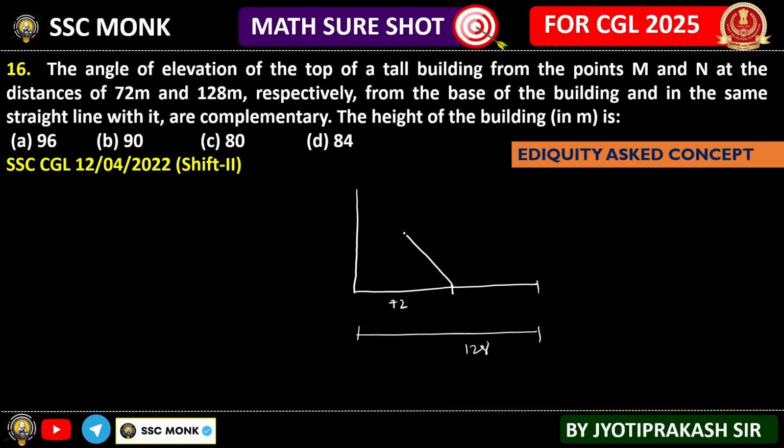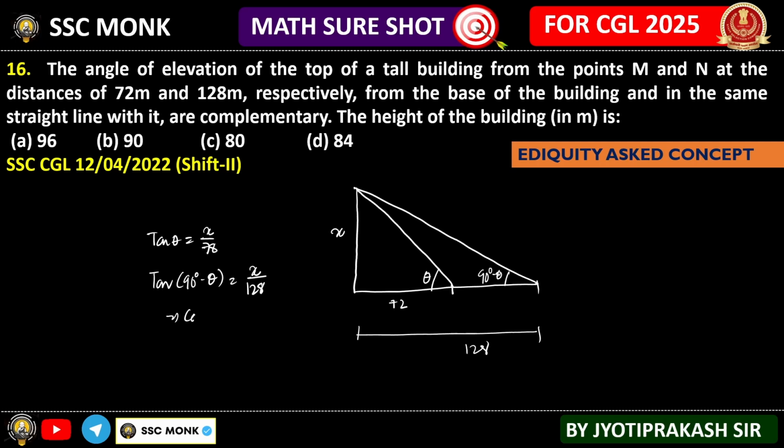So when I am talking about this angle of elevation, if this is theta, this angle of elevation is complementary. That means this is 90 degree minus theta. Yes or no? Yes. Let's say this height is equal to x. So if I say tan theta, it will be x by 72. If I say tan 90 degree minus theta, it will be x by 128, or I can write cot theta is equal to x by 128, or if I have to write it as tan theta, it will be 128 by x.